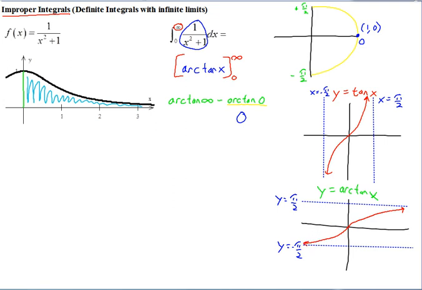And if you want to find the arctangent of infinity, well, you look on the graph as far right as you can go. You can see right here, as x approaches infinity, there's a horizontal asymptote. So the graph approaches pi over 2. Then minus 0 gives you pi over 2. So since we got a specific finite answer, this definite improper integral, you'd say converges.